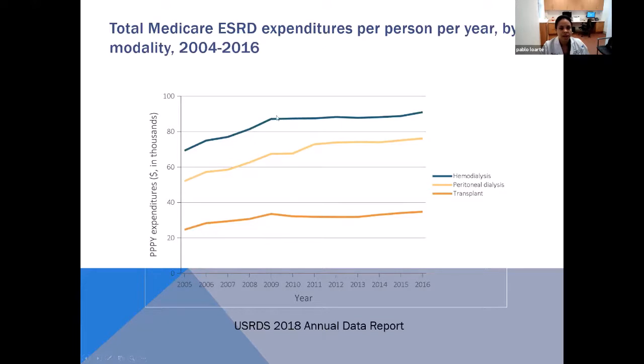So for those on hemodialysis, Medicare spends around $90,000 per person per year, as compared to somewhere around $35,000 for people who receive a transplant. So it is significantly more cost effective for patients to get a transplant as opposed to remaining on hemodialysis. Peritoneal dialysis is also fairly expensive.